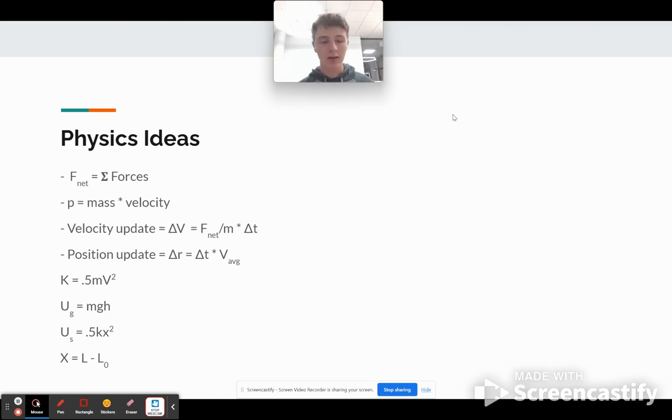K, capital K or kinetic energy, is 1/2 times mass times velocity squared. Potential due to gravity, U_G, is mass times gravity times the height of an object, and you can set that 0 point wherever you want to best fit your problem. And then the potential due to a spring is 0.5 k x squared, where x or s, depending on how you want to denote it, is just the stretched length minus the relaxed length, which are those L and L naught.